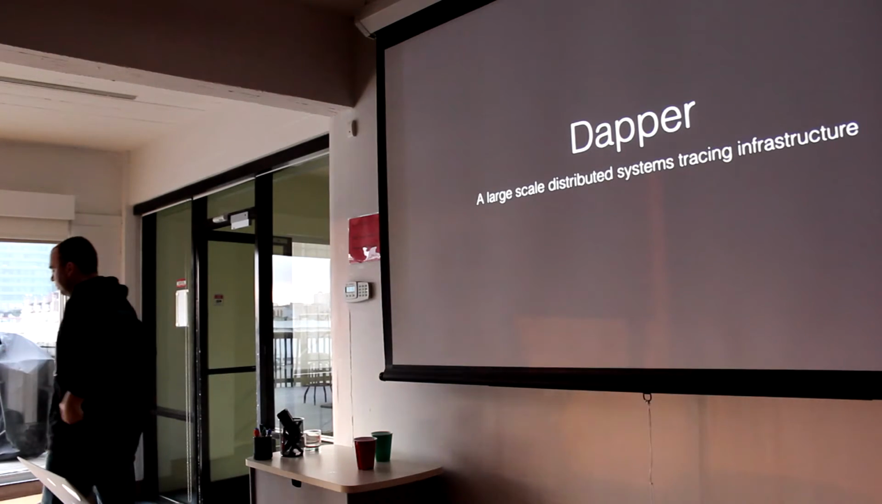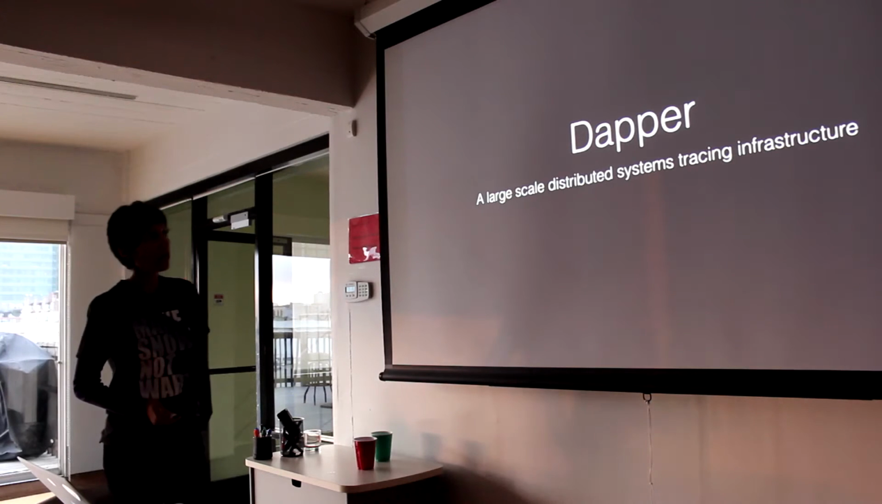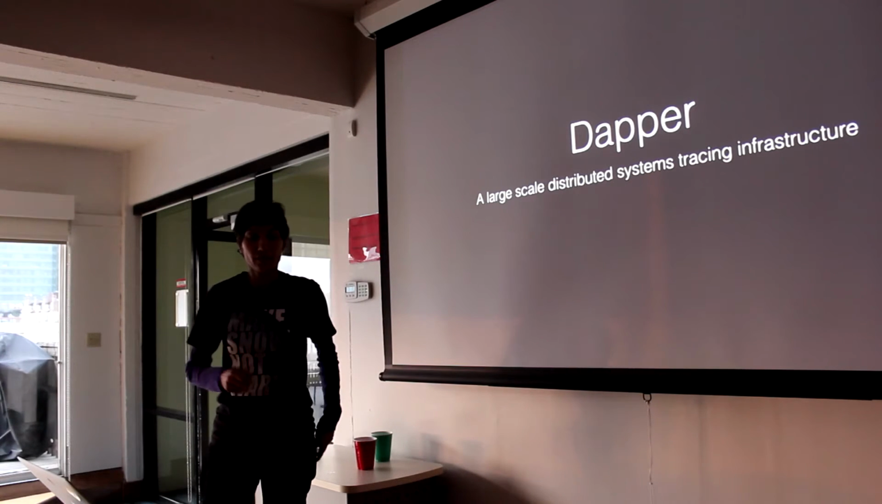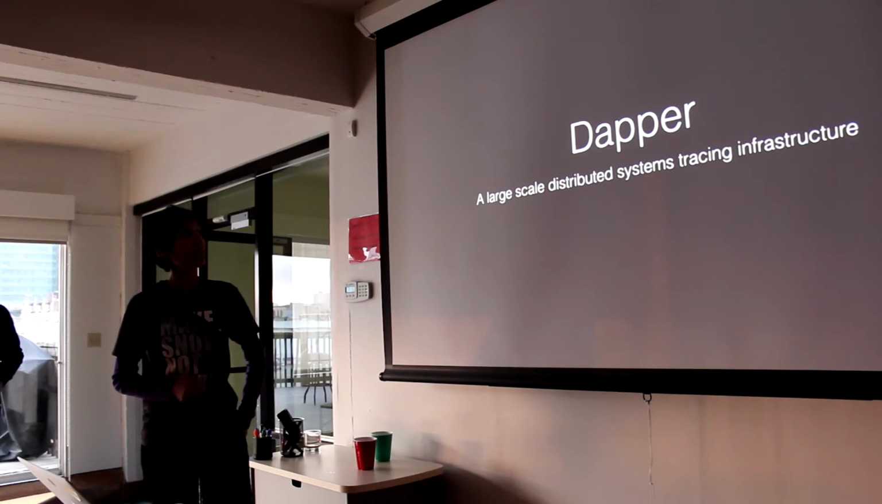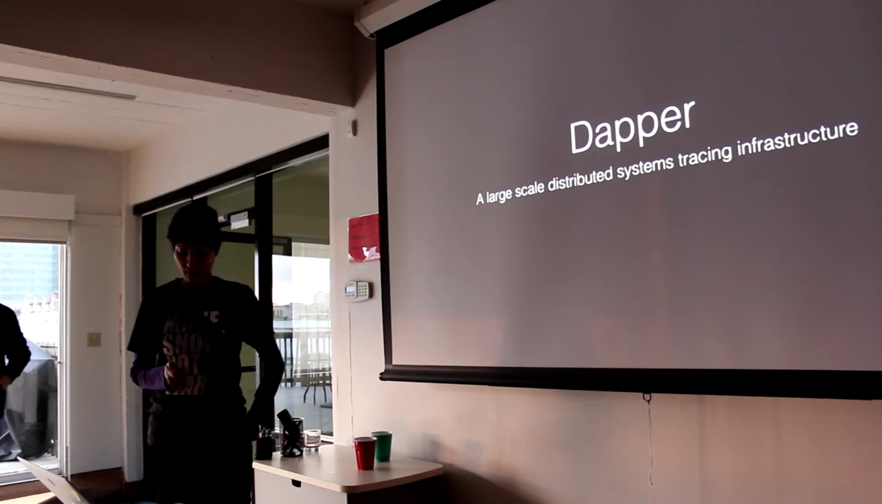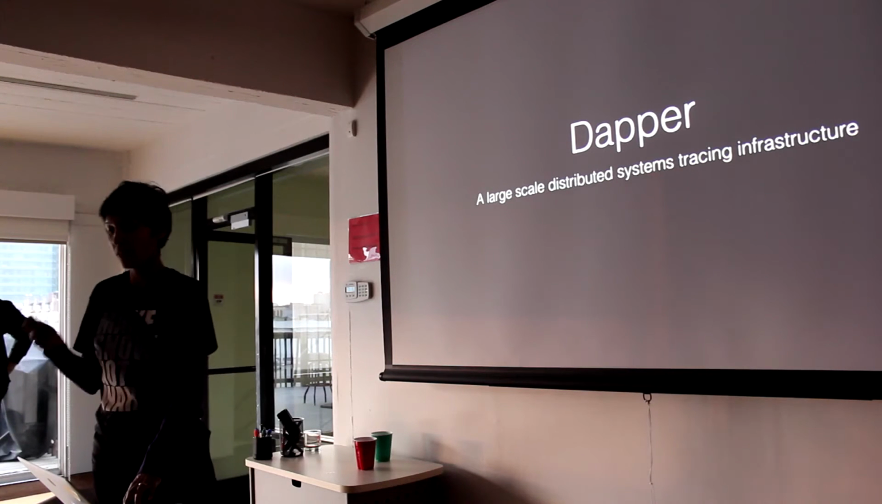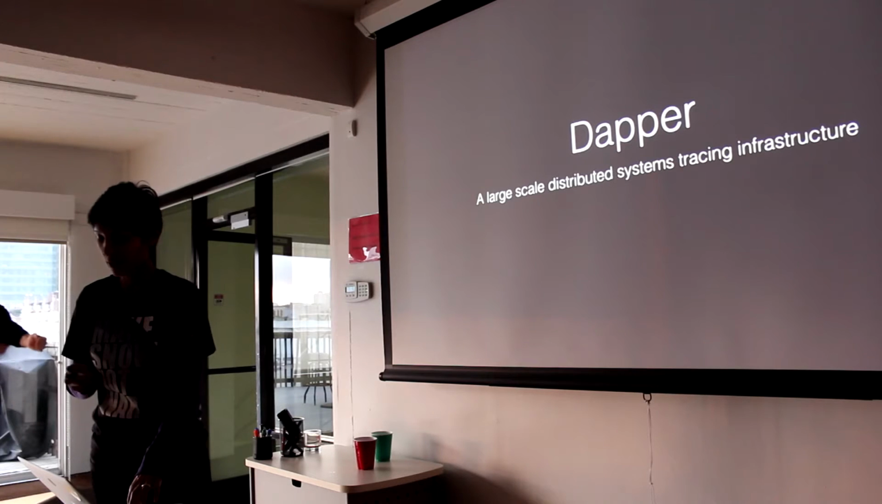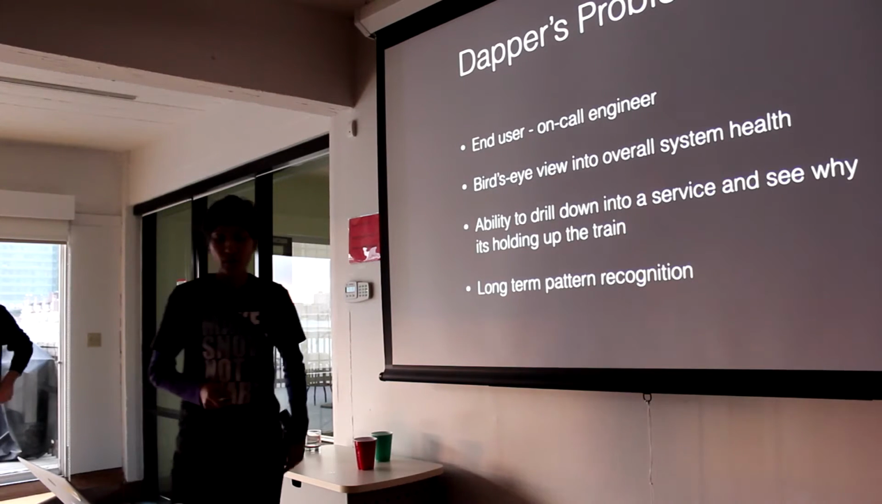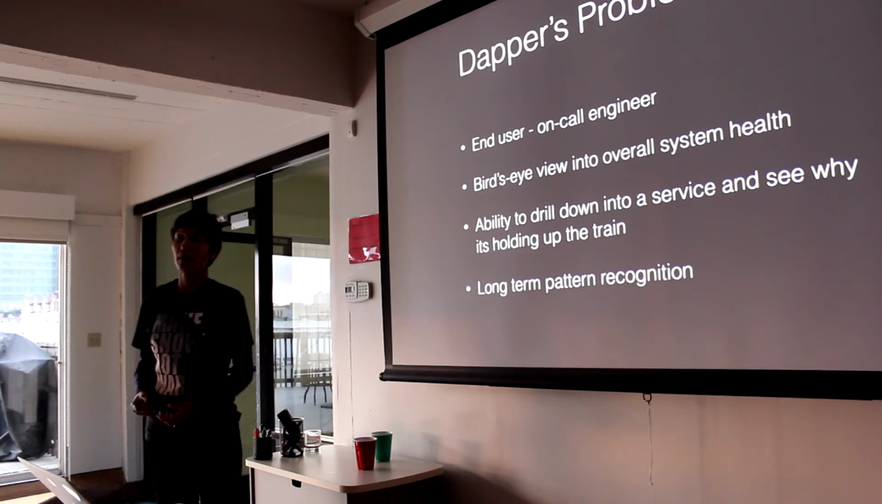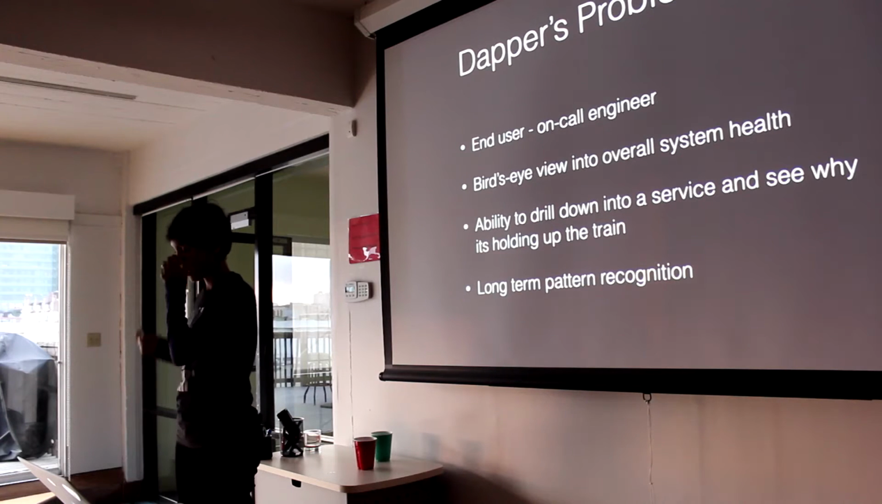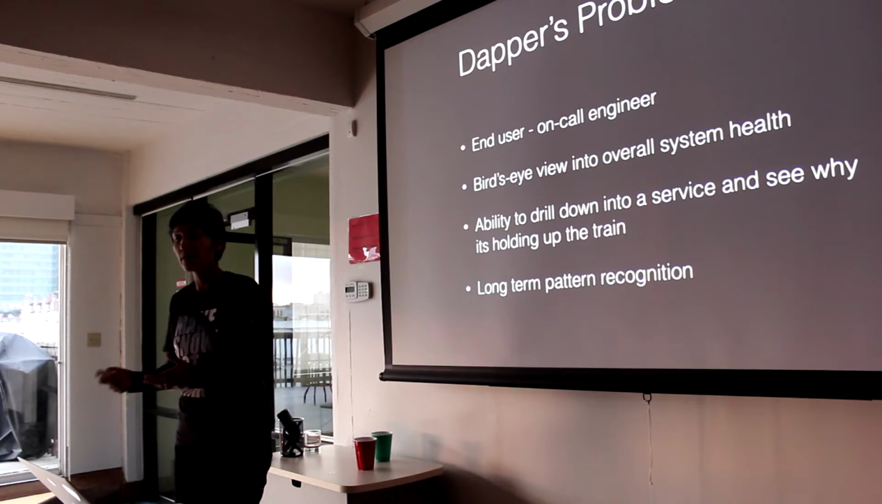So, thank you, Ryan. So, given all of that, what is this thing called Dapper again? A large-scale distributed systems tracing infrastructure. I just like the word so much, I figured I had to put it in this slide. So what is the problem space that Dapper attempts to solve? Like everything that Ryan explained, and then some.